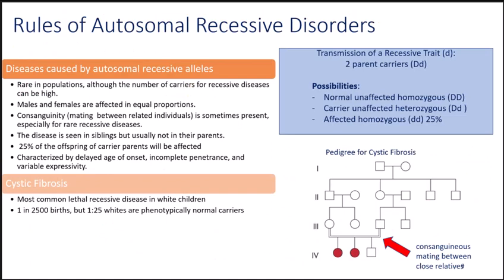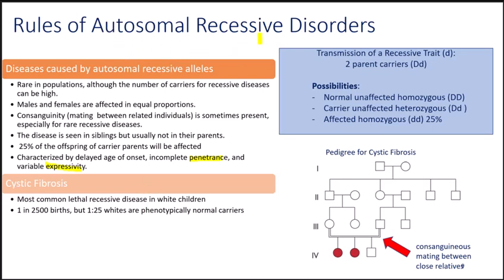Autosomal recessive disorders are characterized by delayed age of onset, meaning that oftentimes you don't see the issues until later on in life rather than being born with the obvious clinical manifestations. They're also characterized by incomplete penetrance and variable expressivity, which are 2 concepts that will be defined and discussed later on, so you're best to come back to this slide after and apply what you've learned.